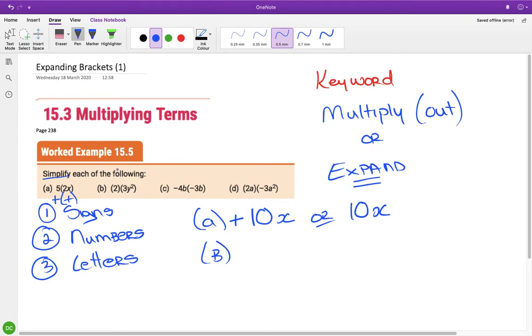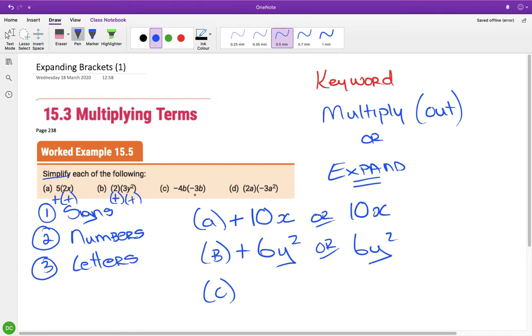So B, here the 2 has no sign, so that means it's a plus. Here the 3y squared has no sign, which means it's a plus. So again, we've the same signs, which means the answer is going to be a plus. Next, we do the numbers. So 2 times 3 is 6. Remember that you're multiplying at all times. And again, signs, numbers, then letters: we literally just have the y squared, so there's nothing to multiply it with, so you just write down y squared. So again, that's plus 6y squared, or just plain 6y squared.